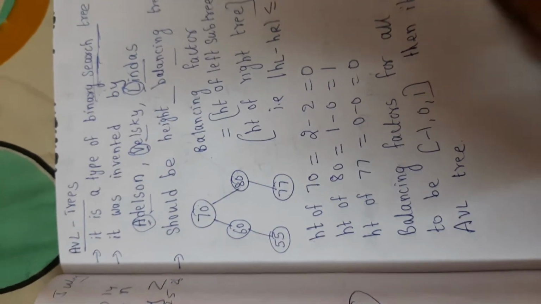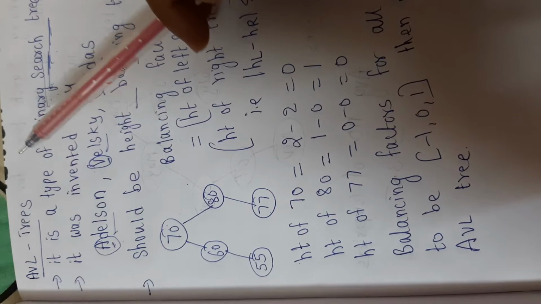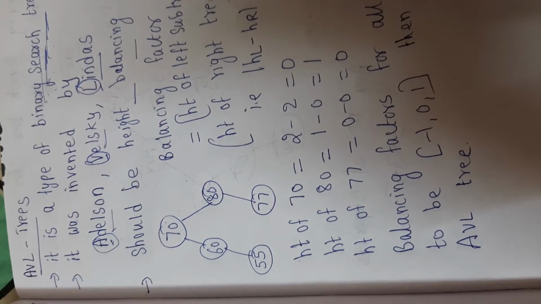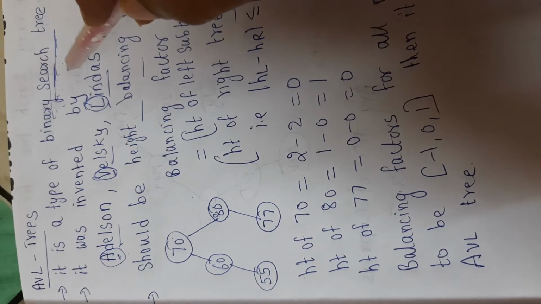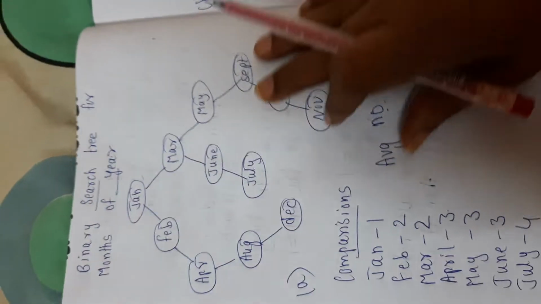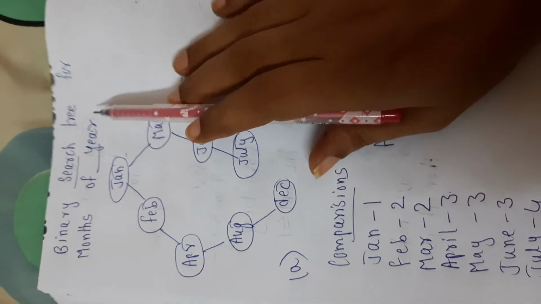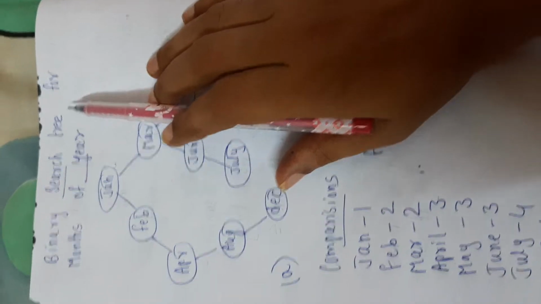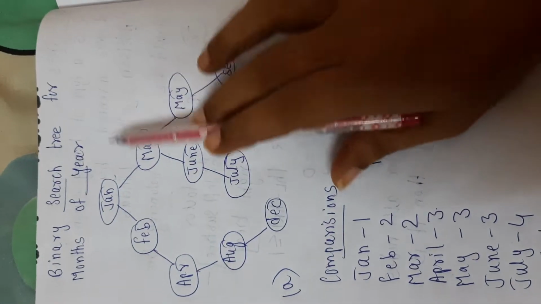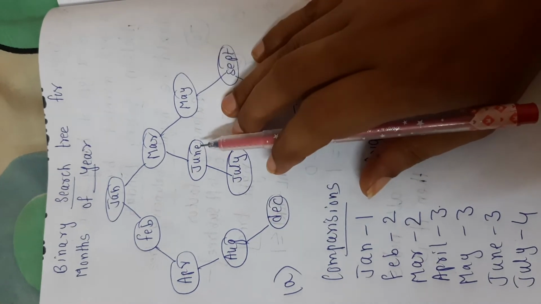Now we will see why we have to go with the AVL tree. Then we will see what properties the AVL tree should satisfy. The first property is that it should be a binary search tree. So already we know what a binary search tree is. Now here we'll take an example. Let us take the binary search tree for the months of a year. Now this is a binary search tree we have.